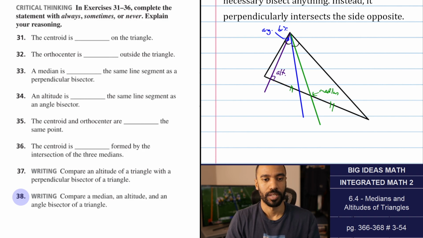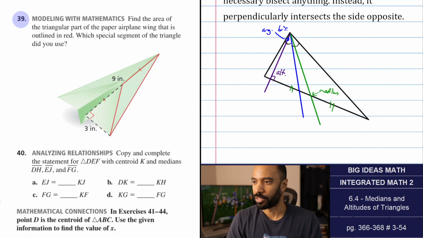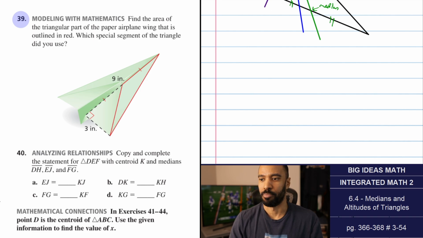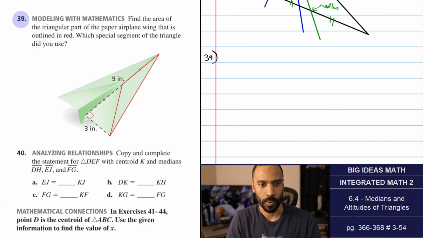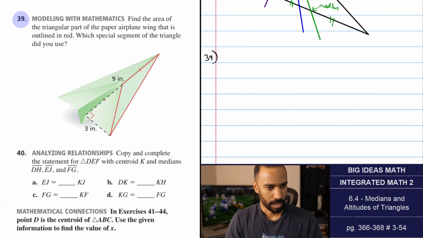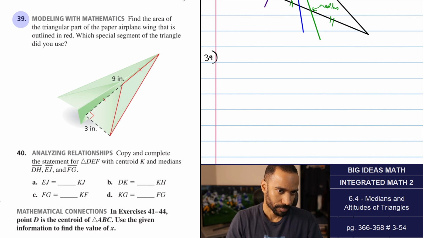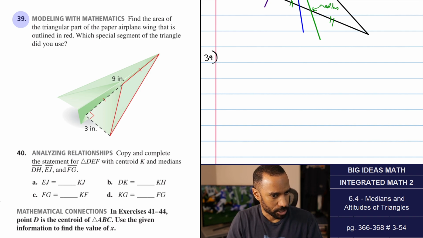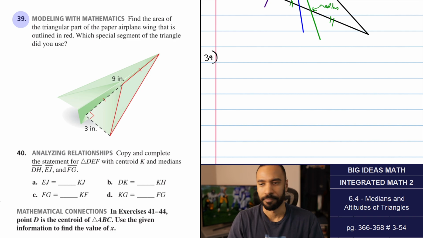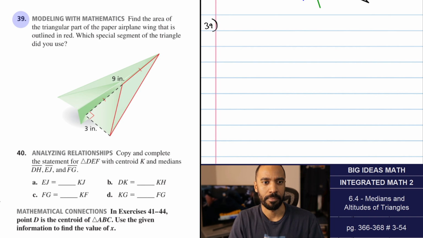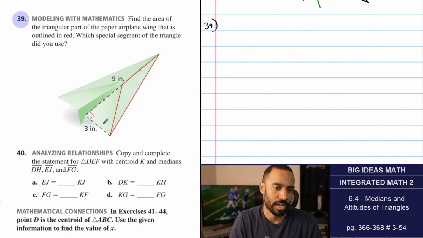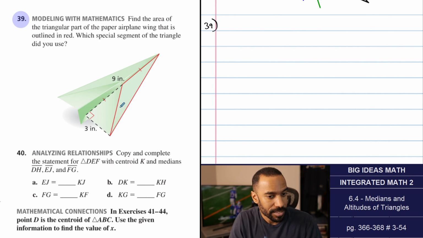Okay. Number 39, modeling with mathematics. Find the area of the triangular part of the paper airplane wing that is outlined in red. Which special segment of the triangle did you use? Okay, if you heard me in the lecture portion, then you probably saw what I was talking about with respect to a height being perpendicular.